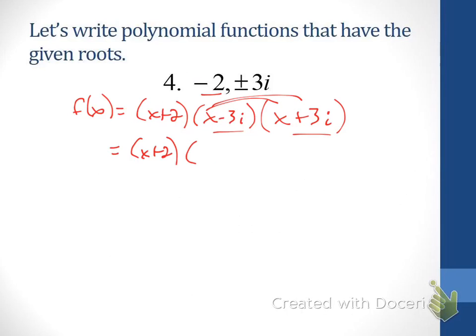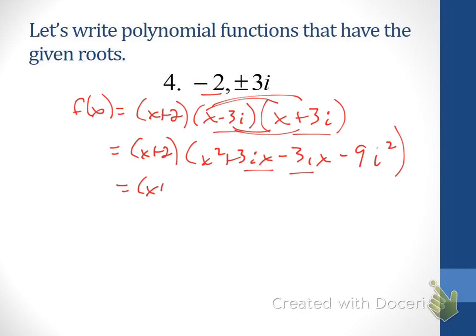Distribute through, and you get x squared plus 3ix, and then through here, minus 3ix, and then minus 9i squared. Your like terms here and here are going to add out to 0. You get x squared. And then this i squared is negative 1. Negative 1 times negative 9 is plus 9.